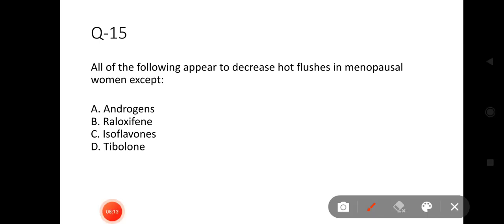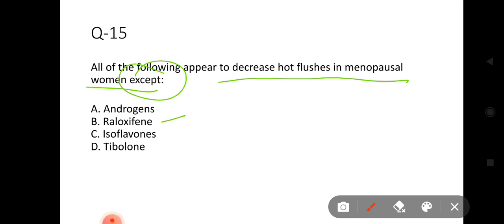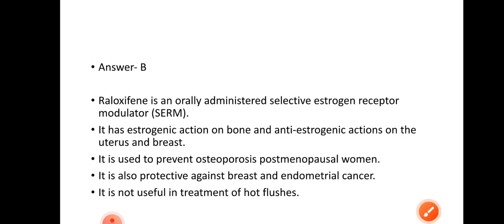Now all of the following appear to decrease hot flushes in menopausal women except. Another question with except: androgens, raloxifene, isoflavones, and tibolone. So raloxifene is the answer here. It does not decrease hot flushes in menopausal women.